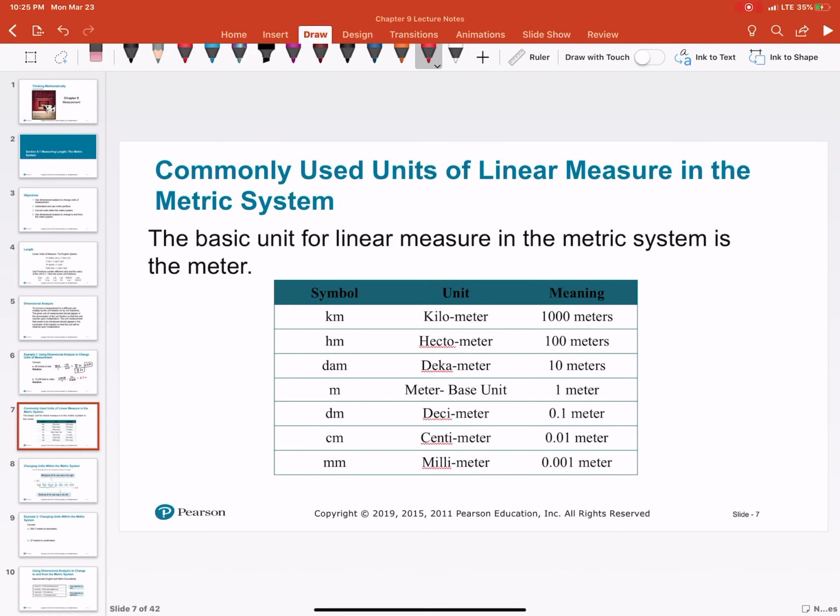So now, commonly used units of linear measures in the metric system. The base unit of linear measurement in the metric system is the meter. So if we look, our base unit is here.